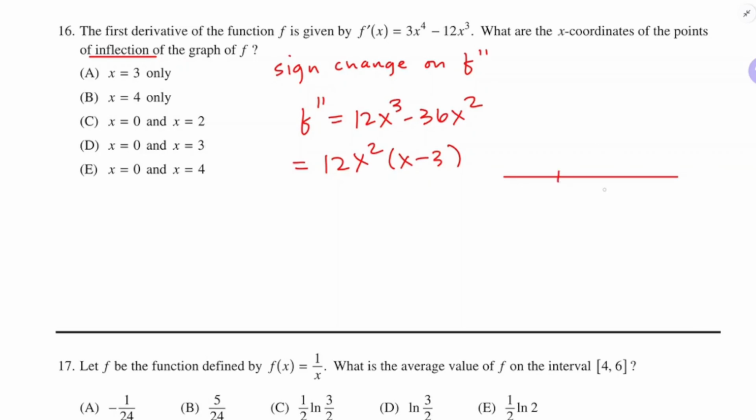It's got zeros at x equals 0 and x equals 3. At x equals 0, it's a double root, so the curve's going to bounce, and then at x equals 3, it will pass through confidently because it's a single root. And I'm seeing that's the only sign change on f double prime, so it's going to be x equals 3 only.